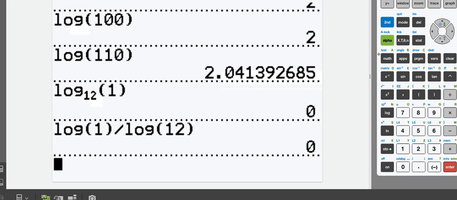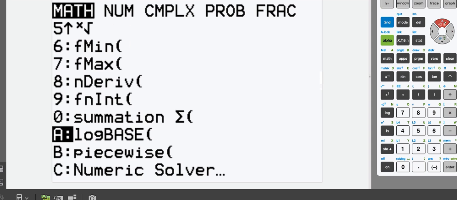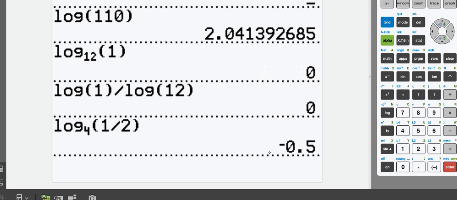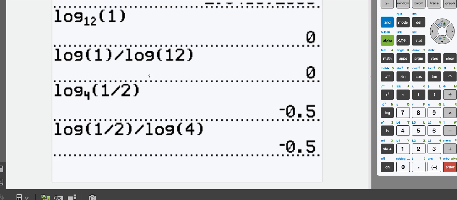Okay. So math, I'm going to go up to log base. And remember, as you do these, I want you to be trying to understand what the log is actually doing. But you can also use your calculator to check these. But most of them should be things you can do in your head. And there it is, -0.5. One time, let's just really quickly check this. Log of 1/2 divided by log of 4. Let's see. Again, it tells us -0.5.